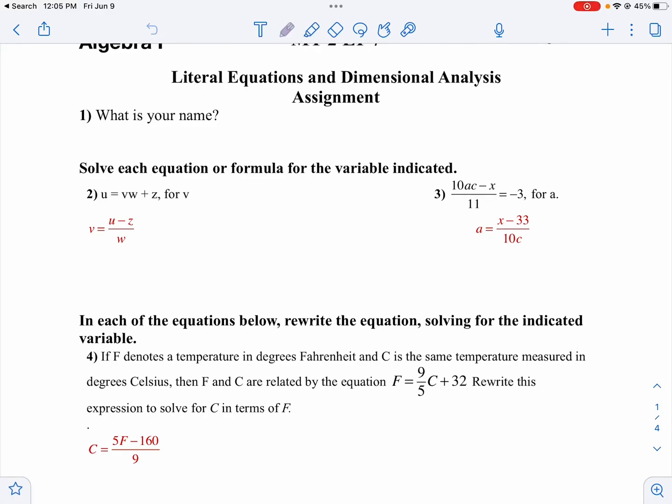Let's review your LT7 assignment. Don't forget your name and number 1. Very important.